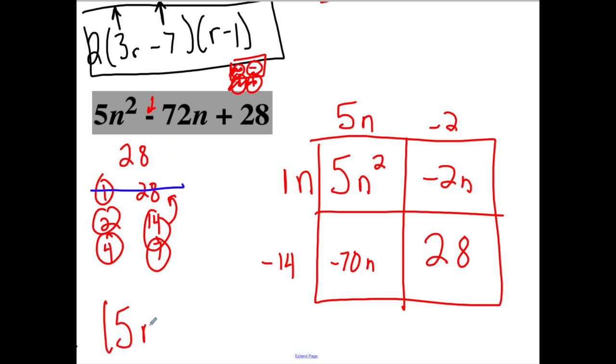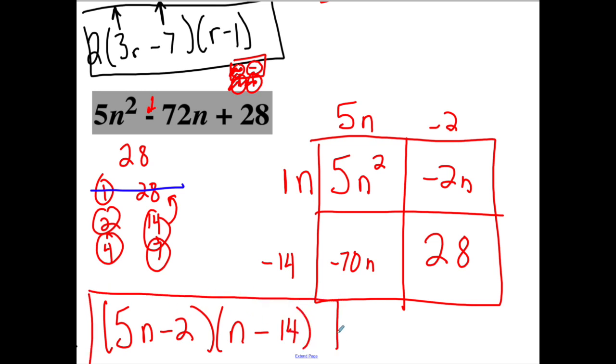So I do 5n minus 2. You can leave this as just n. I would take 1n as well. They're equivalent to each other, so that would be fine. But you really should get in the habit of just writing n. Okay, you can see that there's no numbers that are in common here. If I look at 5 and 2 and 1 and 14, they don't share any numbers in common. So that indicates that I am done.